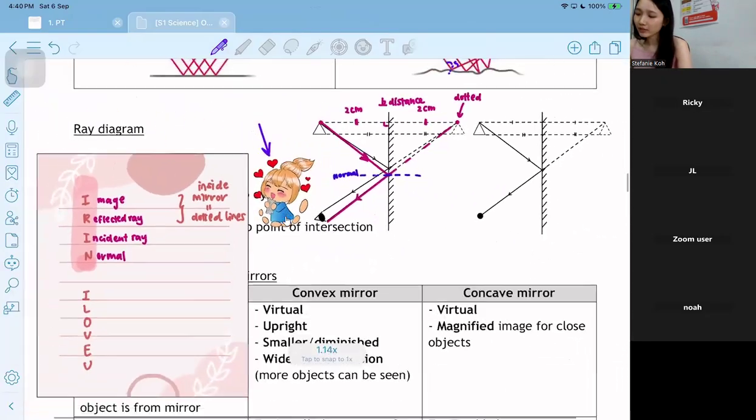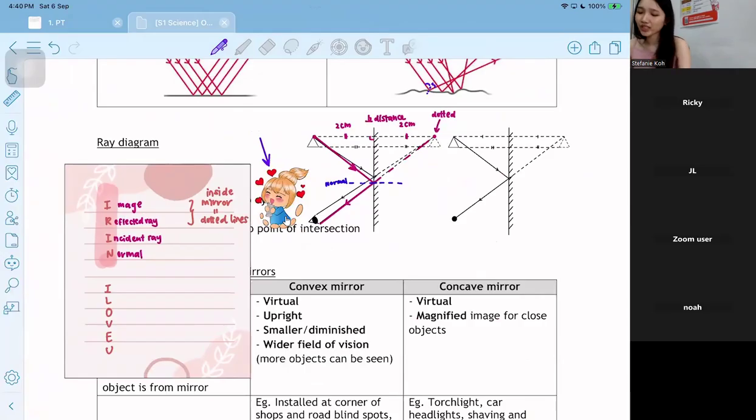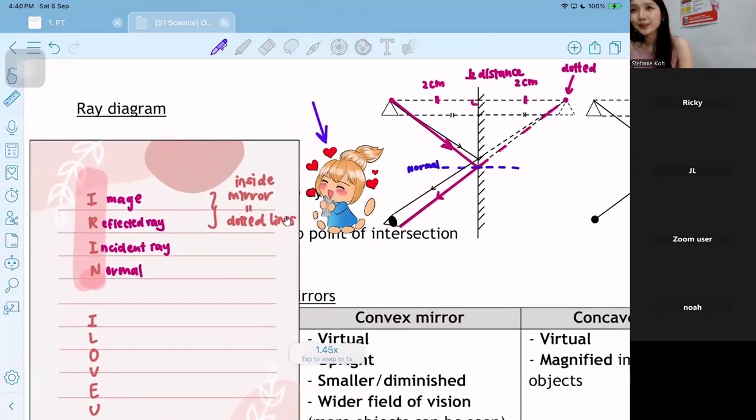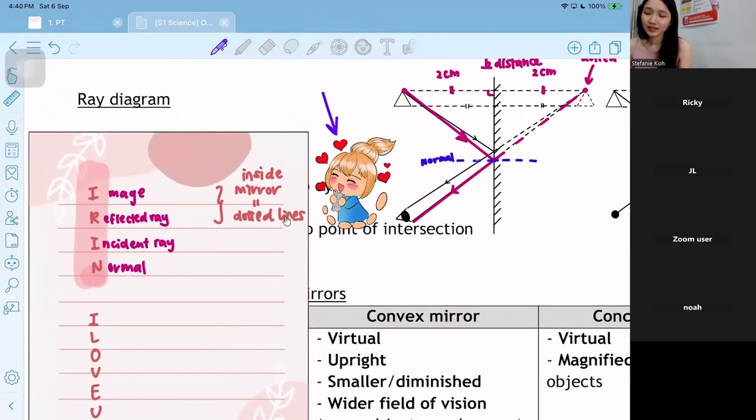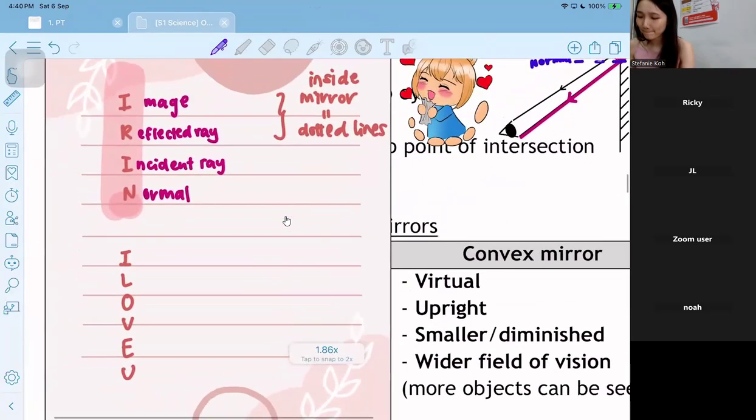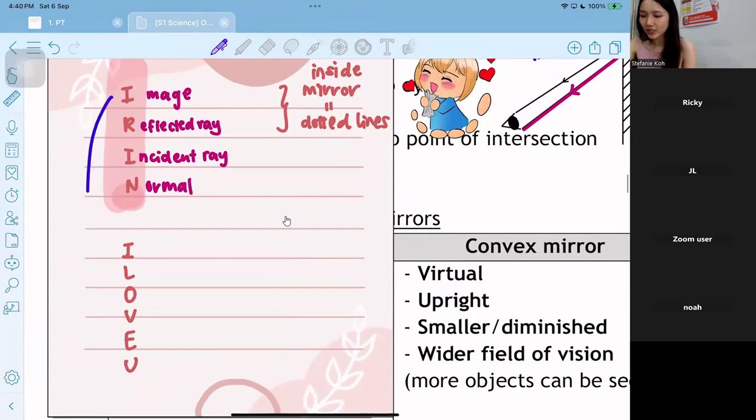So the next time, or later on when you look at the practice questions and you need to draw a ray diagram, you will use this. Okay? Now, the images that you form.